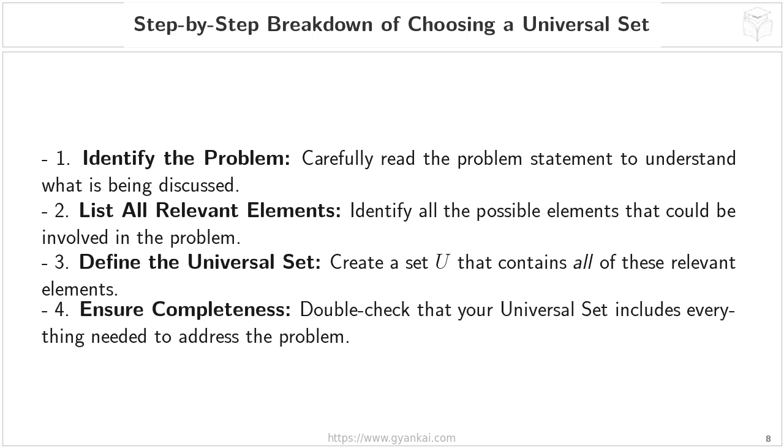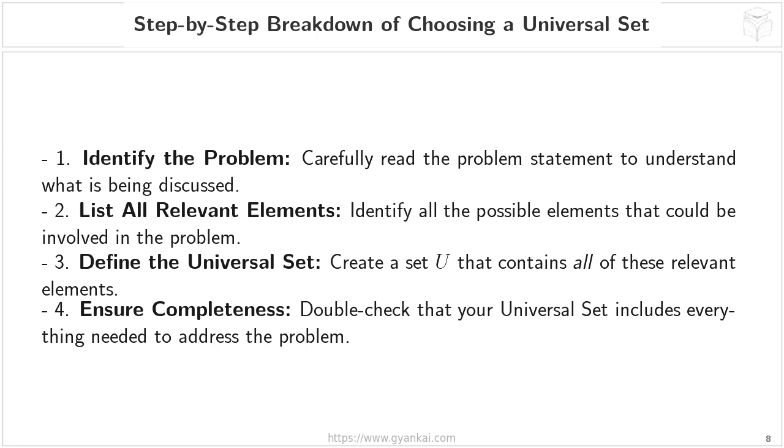Step 4. Ensure completeness. This is a crucial final check. Once you've defined your universal set, step back and ask yourself, does this set include everything I need to solve the problem? Are there any elements that you might have missed? If so, add them to the universal set. It's better to be slightly inclusive than to leave out something important, as that could lead to an incorrect solution. Remember, everything outside of your universal set is considered irrelevant to the problem, so you want to make sure nothing relevant is excluded.